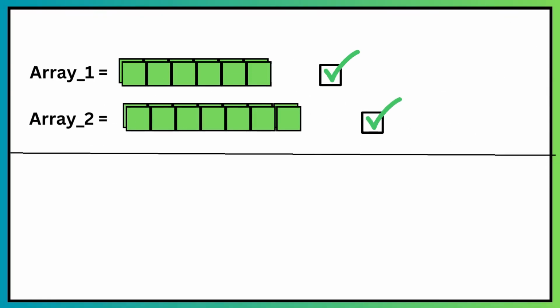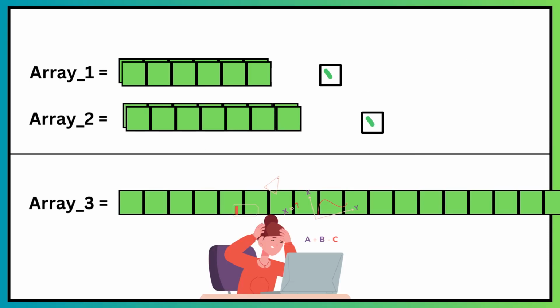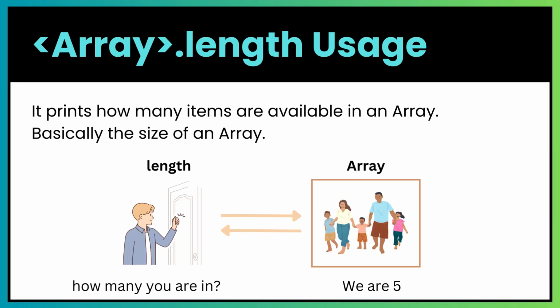We will start counting from 1 to that number until we are finished, right? It is okay for small arrays, but what about bigger arrays? It becomes very difficult to count. So here comes the array.length property. Array.length property is used to get the total number of items in an array.